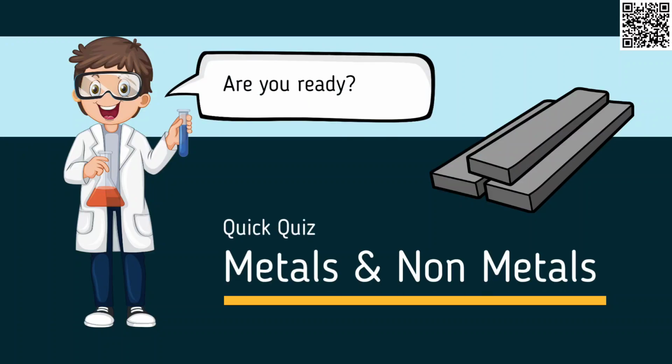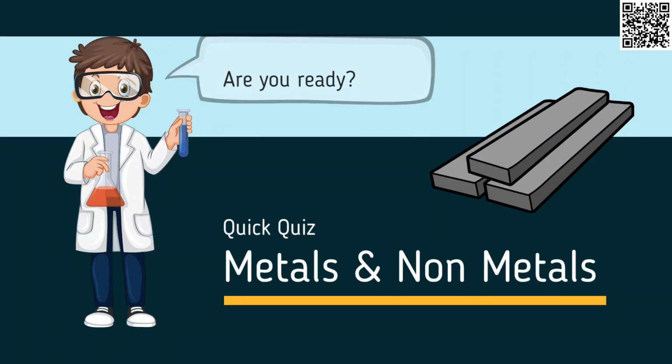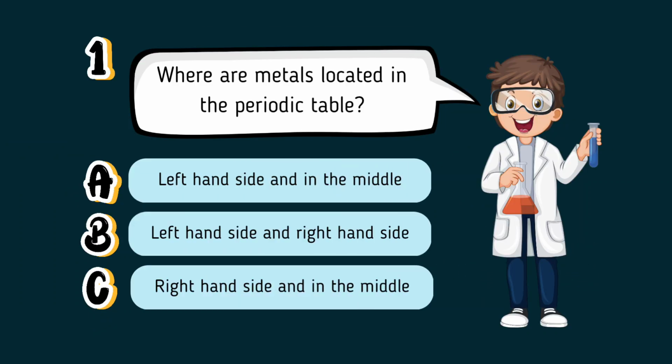Are you ready? A quick quiz on metals and nonmetals. Where are metals located in the periodic table? Options are A, left-hand side and in the middle, B, left-hand side and right-hand side, C, right-hand side and in the middle. Correct option is A, left-hand side and in the middle.